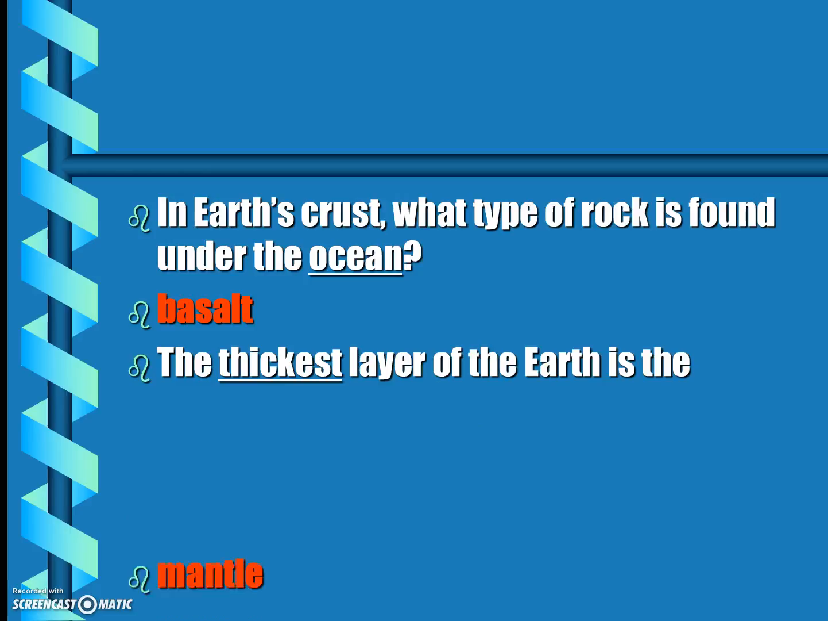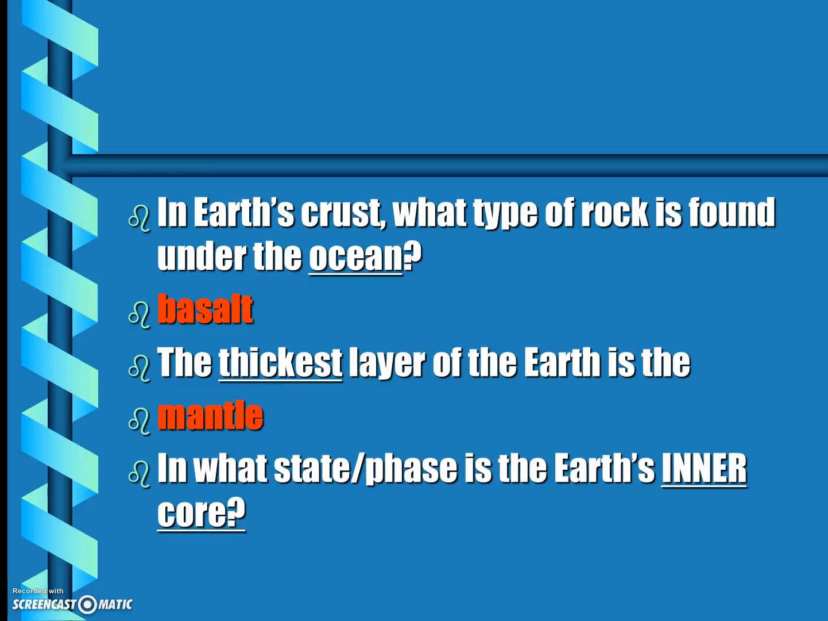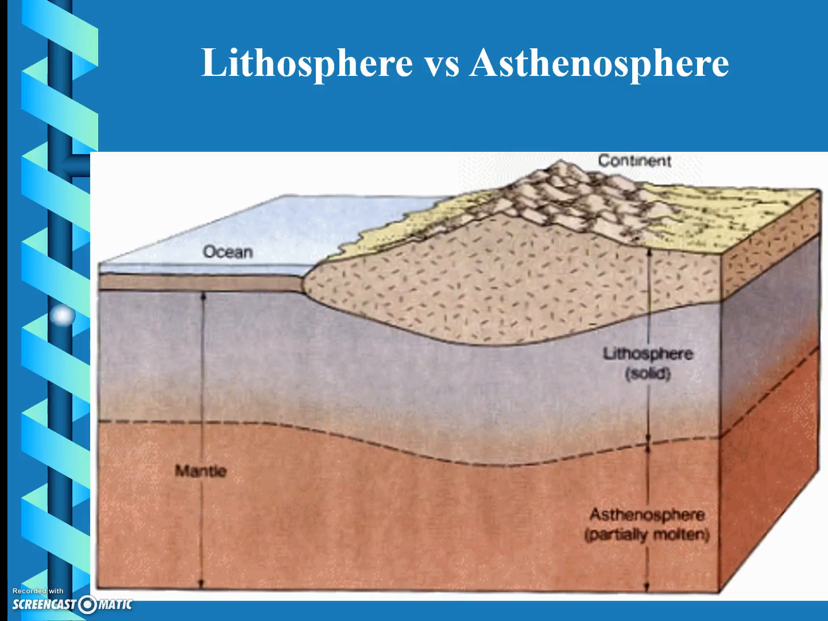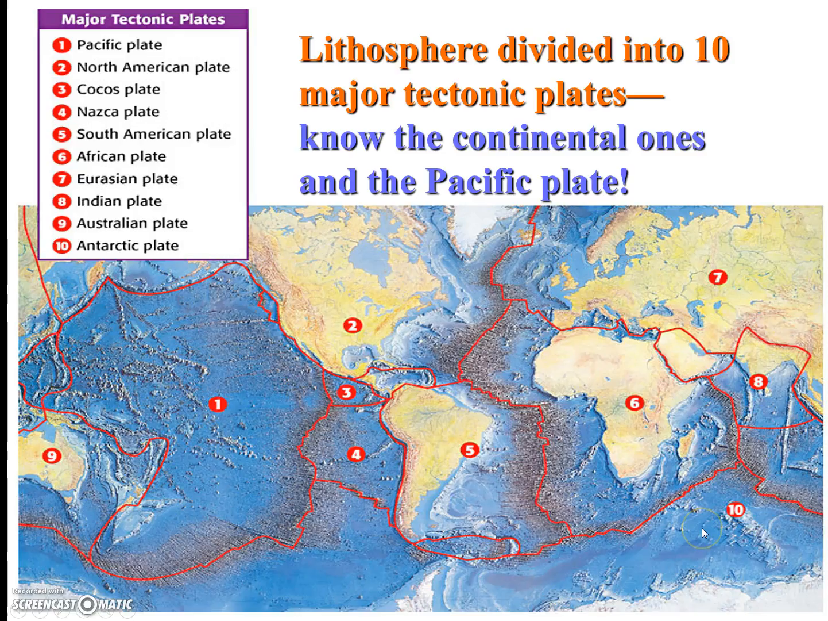The thickest layer of the Earth is the mantle. And what state or phase of the Earth's inner core is it? That would be solid. Make sure you know that. And again, this is another picture of the lithosphere and the asthenosphere. Of course, the lithosphere floats on top of the asthenosphere. That's why it says solid and partially molten.